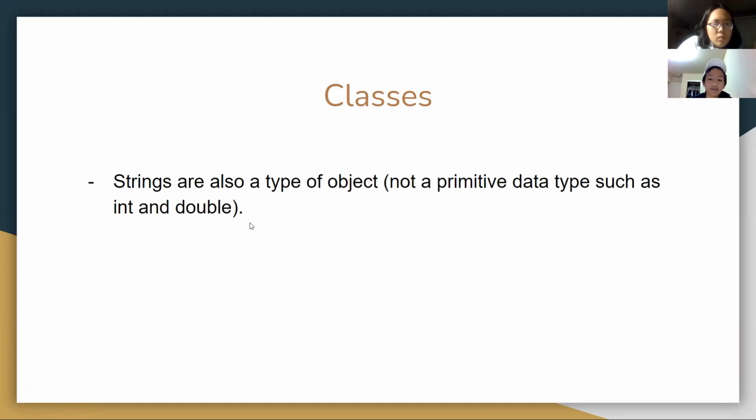So, fun little fact, but strings, which are a type of data type, are also a type of object. And they're not a primitive data type such as int and double. And you can see this because when you go to JDoodle and you type in int or double or float or boolean or short or whatever data type, it's going to turn purple because it's a keyword in Java. But strings, if you type in string, you won't get that because strings are not a keyword. They're a type of object.